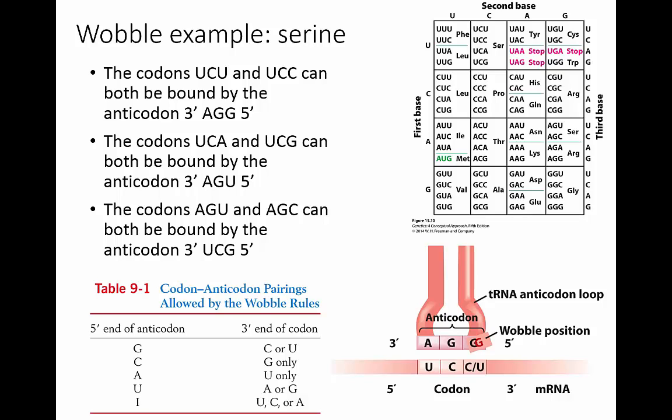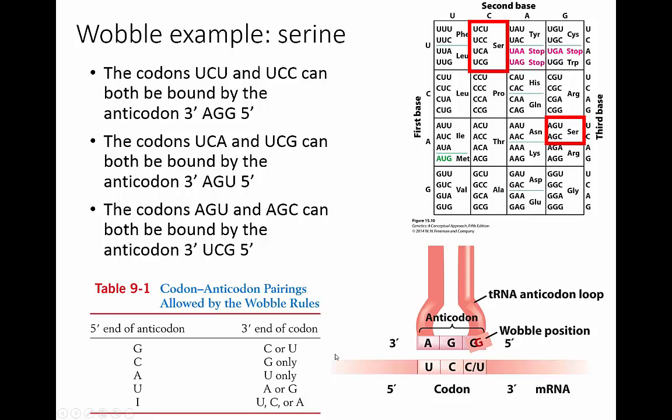So we'll talk about this example, serine. So there are actually 6 codons that call for serine, and this is one of the more complicated situations for tRNAs. So there are 6 different ones. It turns out that there are only 3 required transfer RNAs, however. So this figure that we looked at is actually an example of one of the transfer RNAs for serine. If we look at the codons UCU and UCC can both be bound by this anticodon tRNA that is AGG. So remember, G can pair with either C or U.